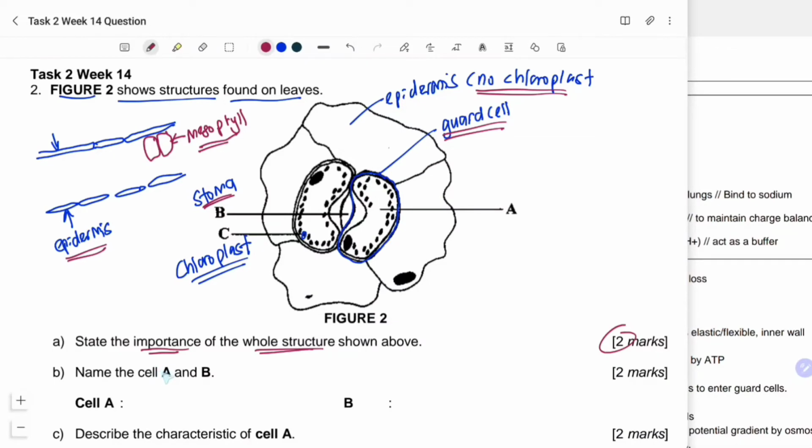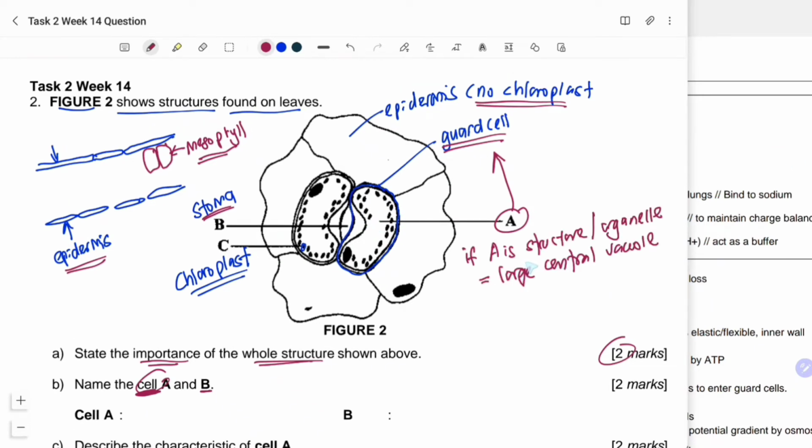Next question, name the cell A dan juga B. So, cell A tadi, so since dia label A ni sebagai cell, maksudnya A ni merujuk kepada guard cell. So, A adalah guard cell. Okay, kalau dia tak label A ni sebagai cell, so A ni boleh merujuk kepada large central vacuole. Kalau dia kata label organelle A, so organelle A adalah merujuk kepada large central vacuole. Tetapi dia dah kata ni sebagai cell. So kalau dia adalah cell dia adalah guard cell. Okay, so hati-hati sikit with the question.